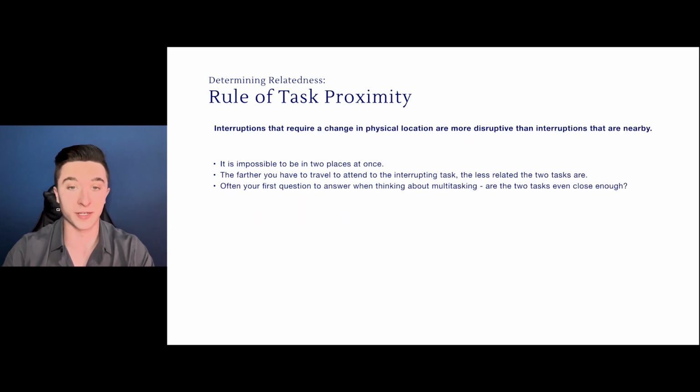So the rule of proximity states that interruptions that require a change in physical location are more disruptive than interruptions that are nearby. Unlike cognitive load and modality, where you want to avoid similar high load or modalities, proximity similarity is a very, very good thing. Essentially, the farther you have to travel to attend to the interrupting task, the less related the two tasks are. This rule requires the most common sense. It is impossible to be in two places at once.